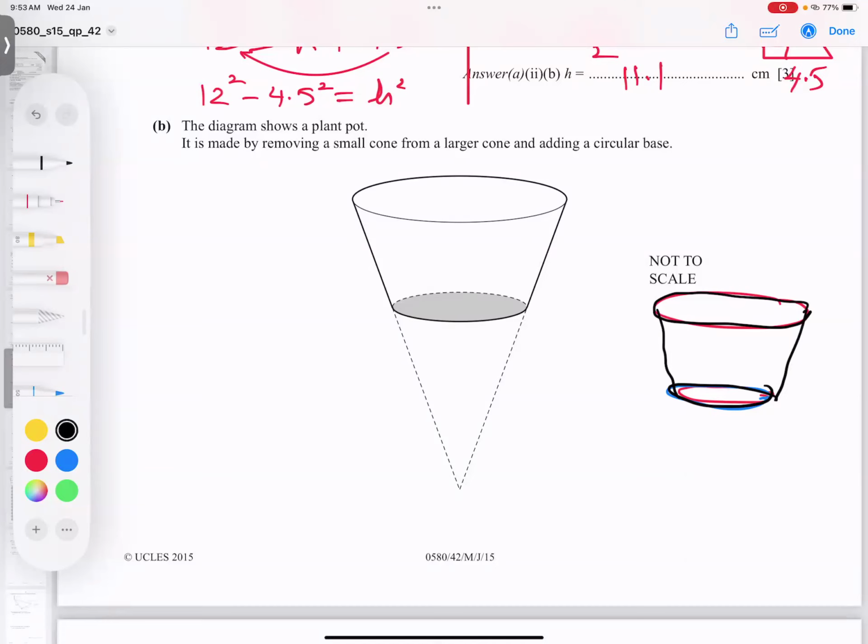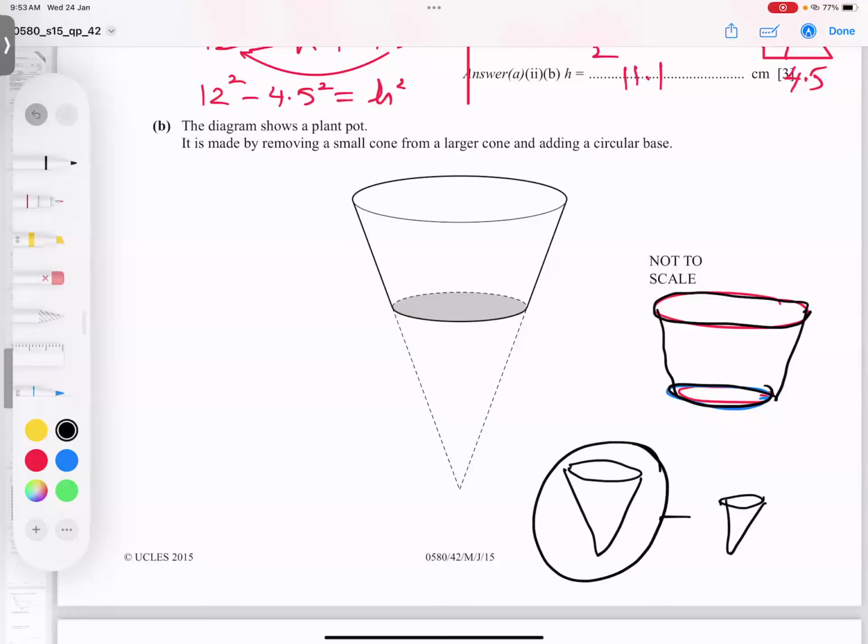Actually, this is a cup shape, but he calls it a plant pot. Cup shape or plant pot shape, they are the same. So what you learn from here is bigger cone minus smaller cone. I repeat my words: from the bigger cone, if you remove the smaller cone, you will get this cup form. So if someone asks what the pot volume is, you say, sir, bigger cone volume minus smaller cone volume. We will get the cup volume.